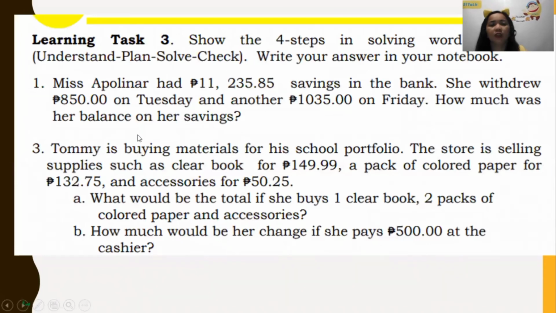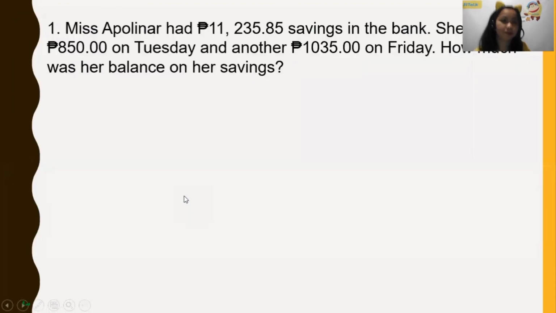Proceed to the next learning task, which is learning task number 3. Again, show the 4 steps in solving word problem. We have understand, plan, solve, and check. Write your answer in your notebook. So, hindi ko na papakita yung sagot doon sa what is asked, what are given. Papaliwanag ko na lang yung inyong problem. So, alam nyo na yon.